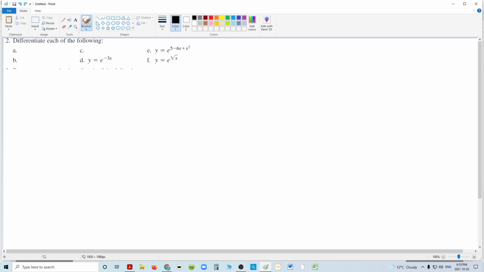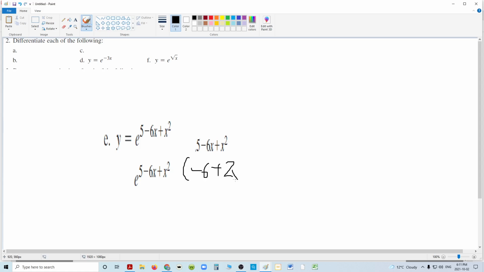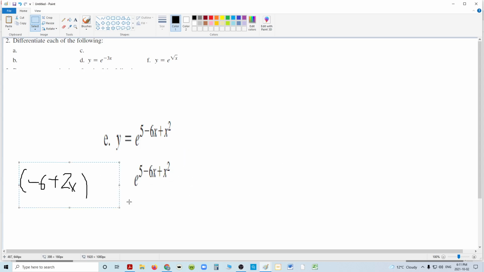Now, let's just keep going. Here's e. Again, we're going to focus just on this. The derivative is whatever the e exponent is. And what's the derivative of this? It's just minus 6 plus 2x. Now, what's interesting about this is you can leave the derivative of this as a multiplier out front if you want.